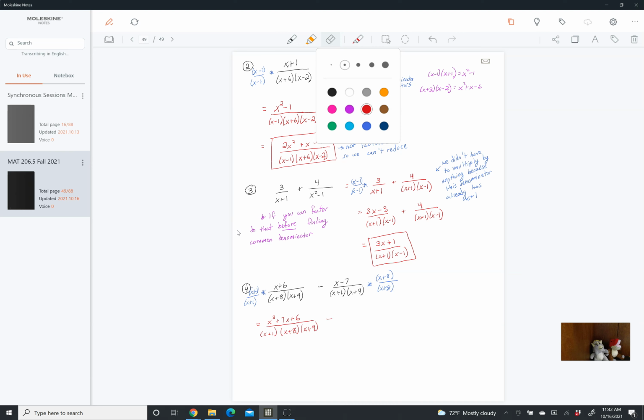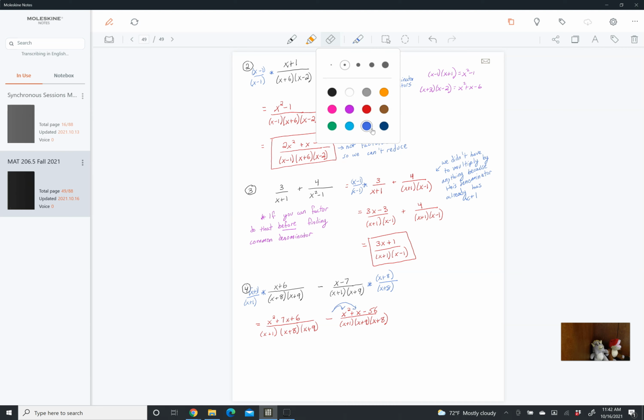And then minus, and we have x squared plus x minus 56 over x plus 1 times x plus 9 times x plus 8. Now be aware of what you're doing here. Remember, this is subtraction, so we have to distribute the minus sign.